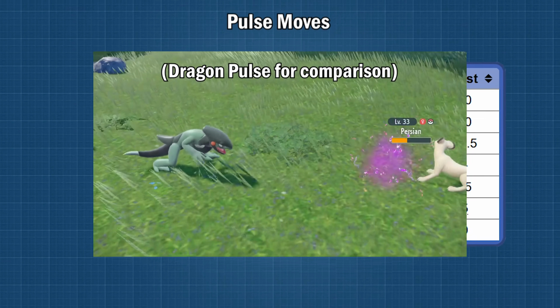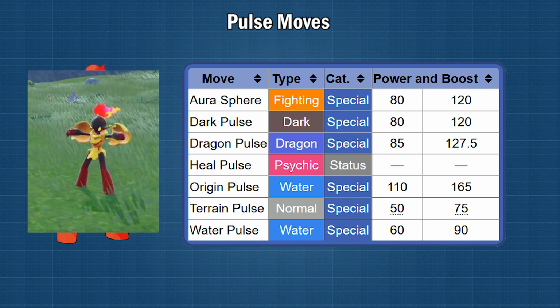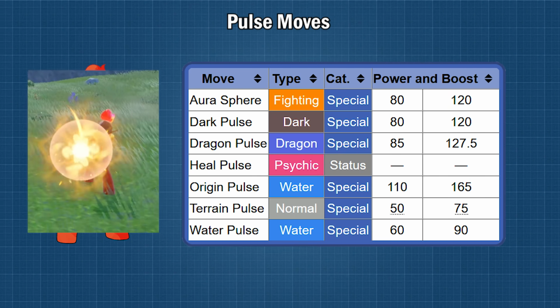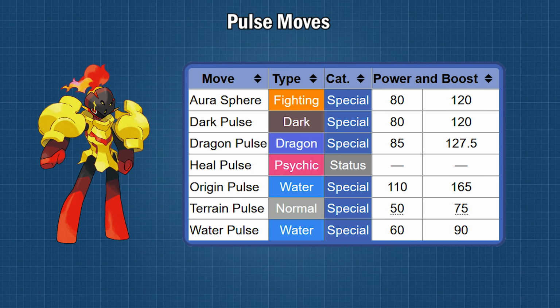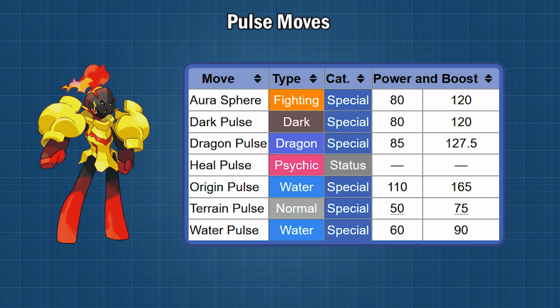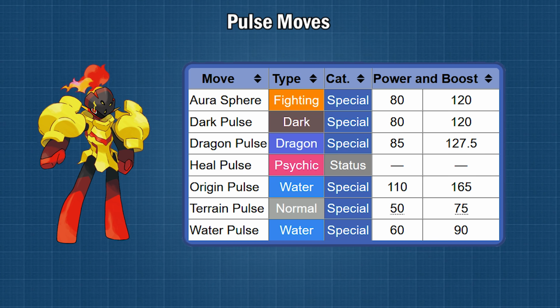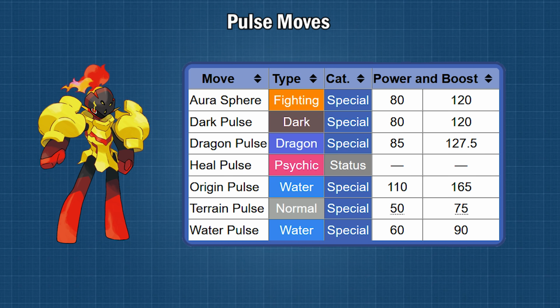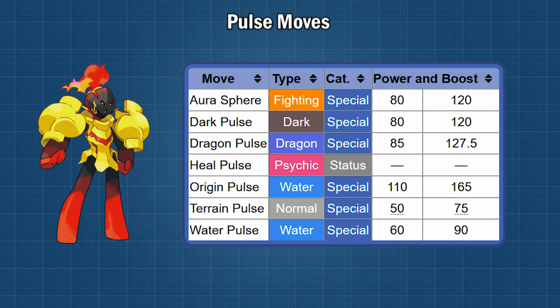I also feel like it was a missed opportunity to give Armarouge Mega Launcher, since its arms literally fold into a bazooka on the animation of some of its moves, like its signature move Armor Cannon. Armarouge also learns 3 Pulse moves, Aura Sphere, Dark Pulse, and Dragon Pulse, and I feel like Armor Cannon could easily have been made into a Pulse move. That would be pretty insanely powerful though, since it would become a 180 base power, 100% accurate move, so I get why they didn't do it.